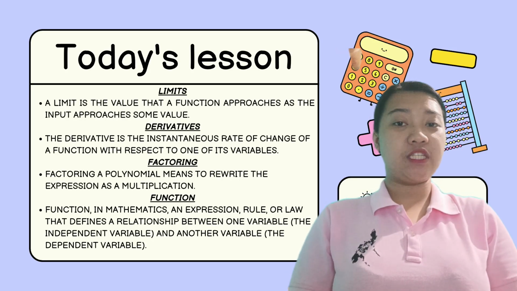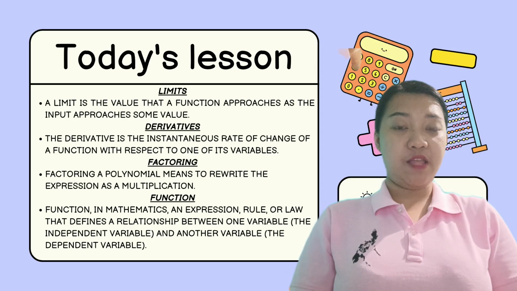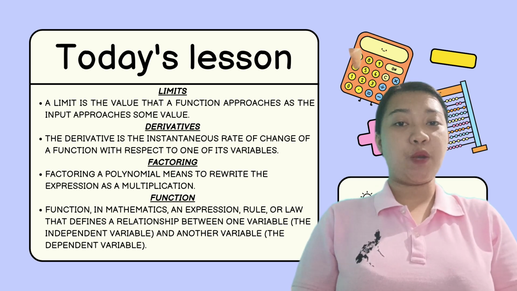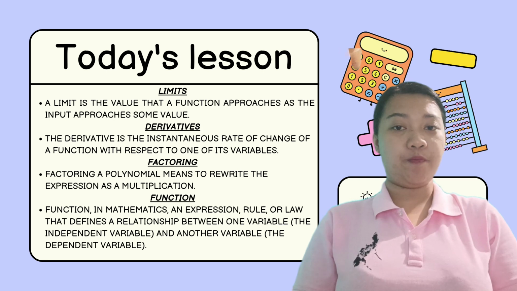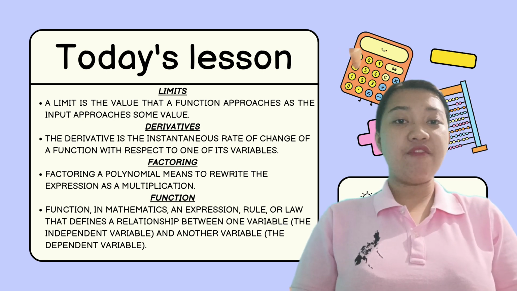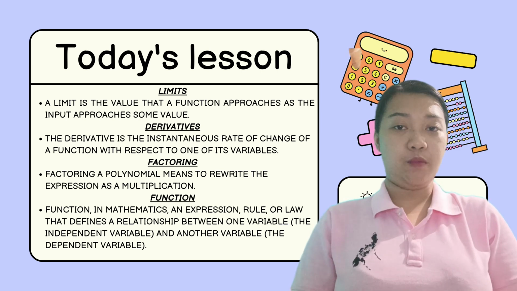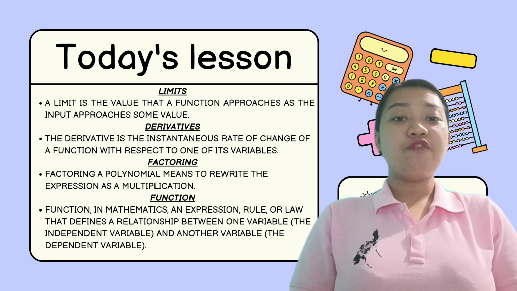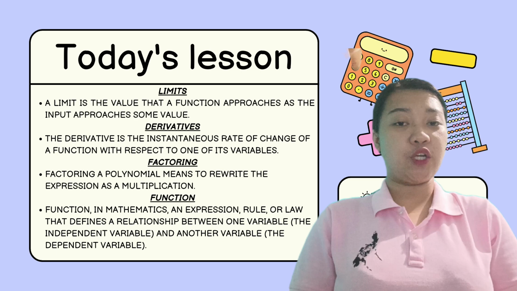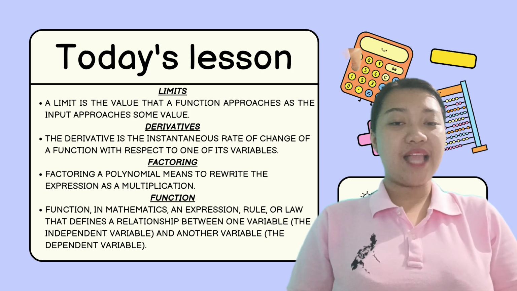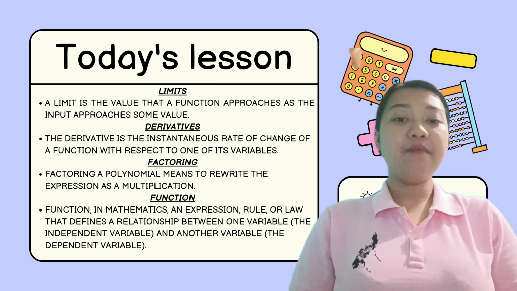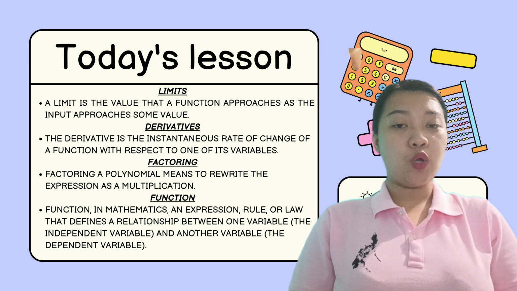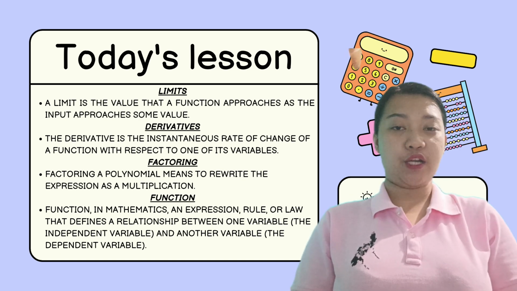So we have here some words that we will encounter later. First is limits. A limit is the value that a function approaches as the input approaches some value. Next is derivatives. The derivative is the instantaneous rate of change of a function with respect to one of its variables. Next is factoring. Factoring a polynomial means to rewrite the expression as a multiplication. And lastly is function. In mathematics, an expression, rule, or law that defines a relationship between one variable, the independent variable, and another variable, which is the dependent variable.